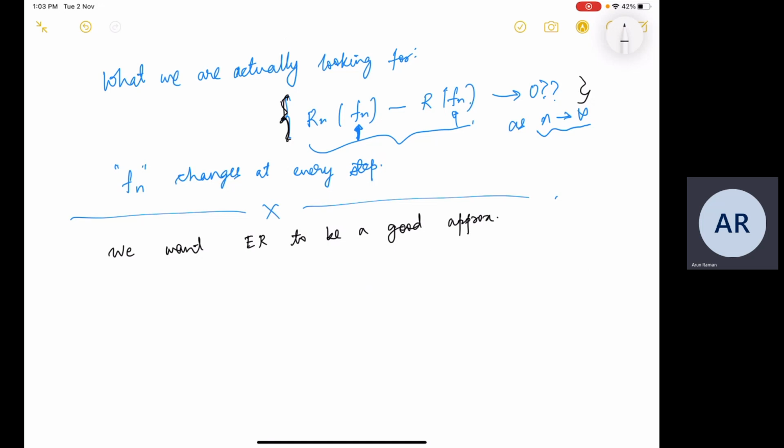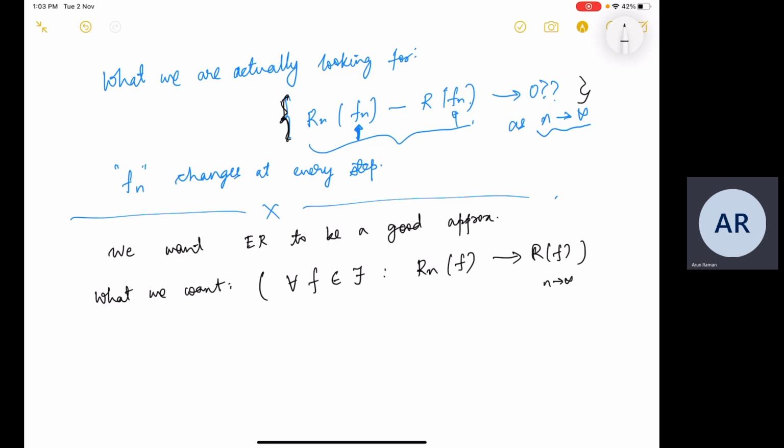So what we are saying is that since our algorithm will be searching in the space of the class, what we actually want is that for all functions in the class, the empirical mean should converge to the true mean as n tends to infinity. We'll abuse some notation and not write n tends to infinity.